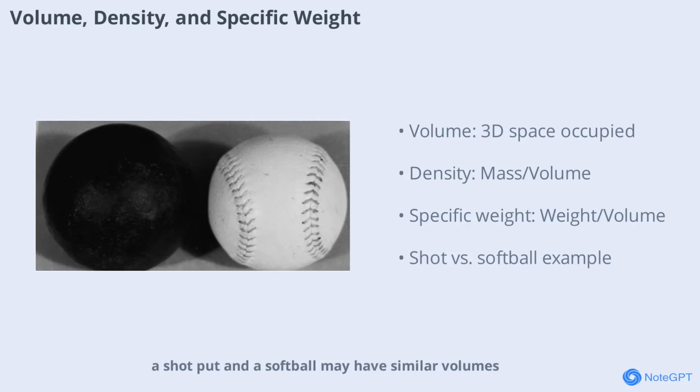For instance, a shot put and a softball may have similar volumes, but the shot put has a much greater mass and density, resulting in a higher specific weight. Understanding these differences is essential for analyzing how objects behave in motion and under force.